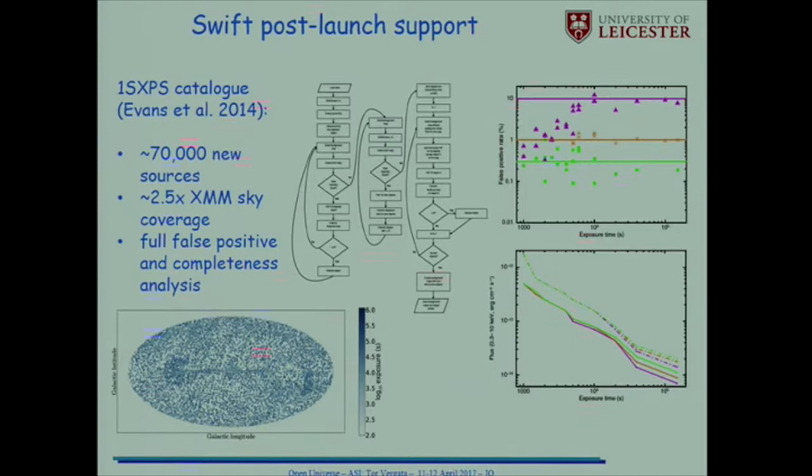This catalogue has a lot of supporting information in it, as well as data products from spectra and light curves. It also has a very full analysis of the false positive rate for different quality levels of the sources in the catalogue, and also a completeness analysis. So these are important things which sometimes get neglected.